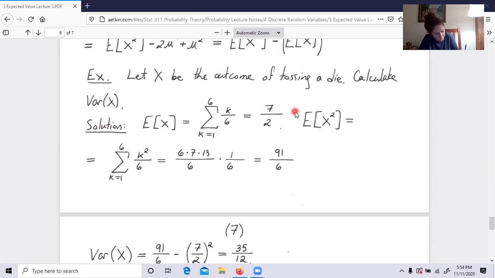Good. And then what's the variance? I need to calculate the expected value of x squared.